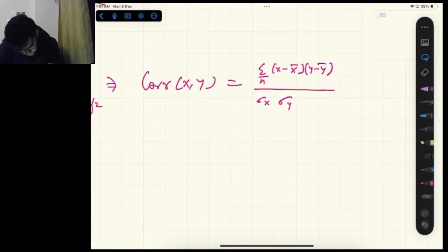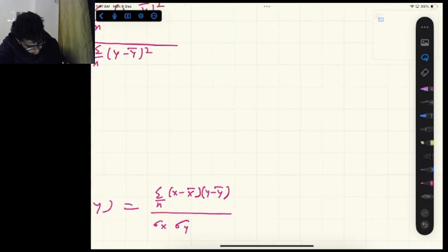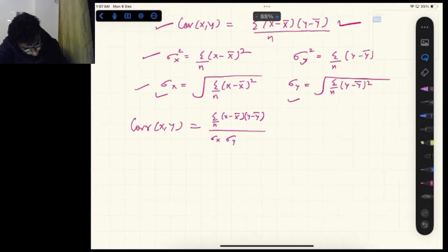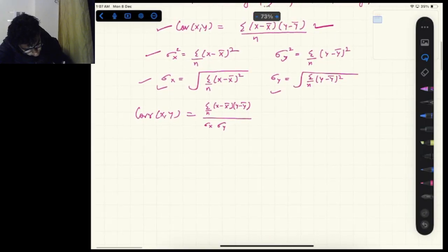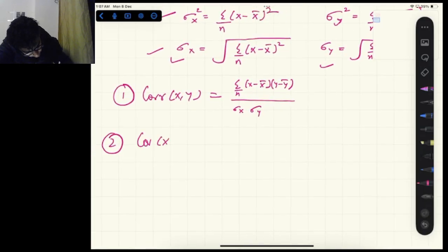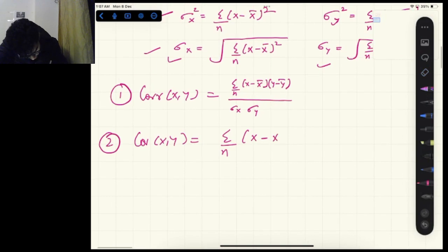Let me just copy all of this so that you can keep track of what is happening. So let me start my proof here. We have to remember these formulas. This is the first formula that you should keep in mind. The second formula, this is correlation. So covariance of x comma y is this, my covariance. So keep this formula in mind, right?